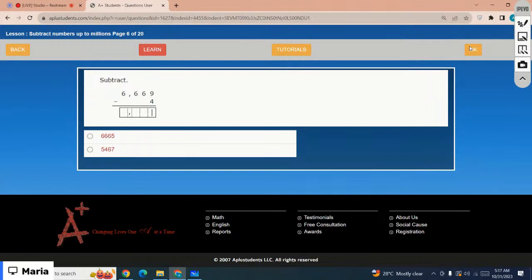Okay, 6669 minus 4, which is the correct option? The correct option is, yes, that is 6,665. Option number one is the correct option.